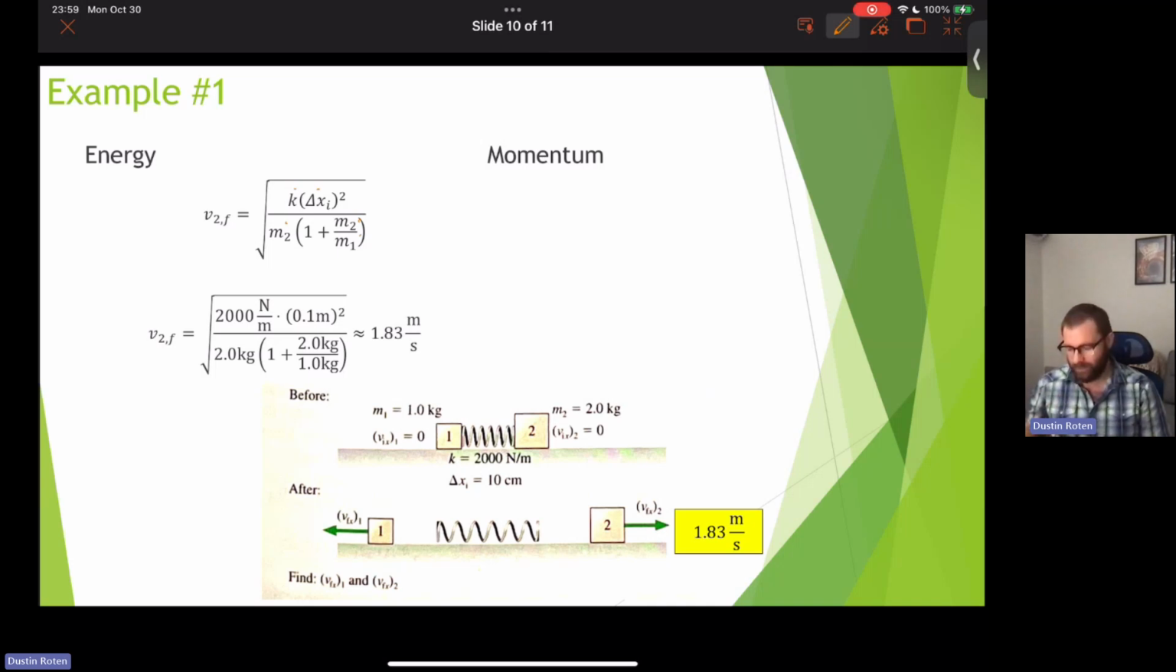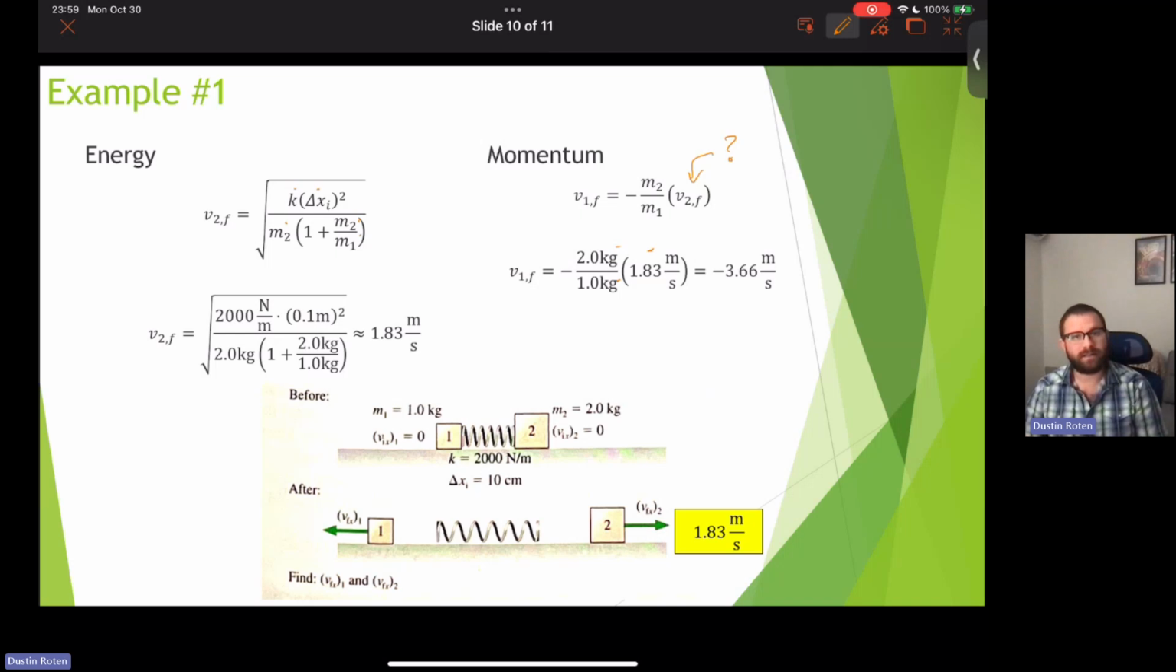Now we can return to our original momentum equation. Remember earlier I said we had no idea what this value is. It turns out now we do. We just solved for it. Okay? So I can plug in those values. I know my masses. I just solved what the final velocity of the second block is, and it turns out my final velocity of the first block is negative 3.66 meters per second.